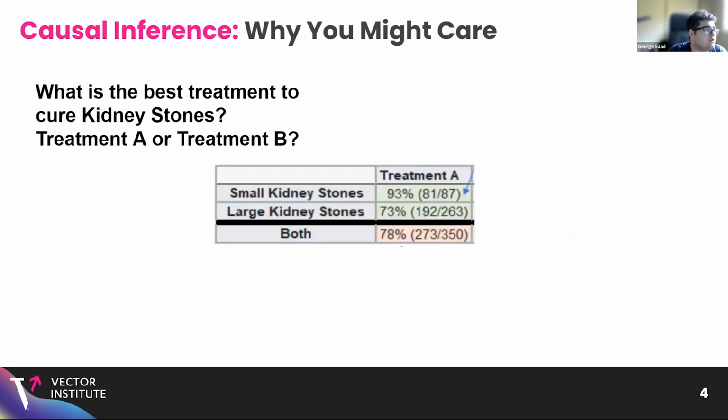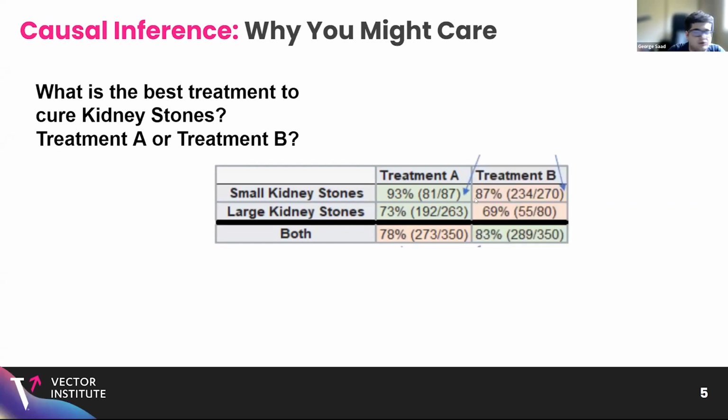So in order to better understand what question we're trying to solve, let's look at an example on kidney stones. From this example, we see that treatment A is an excellent treatment for small kidney stones, and not as good for large kidney stones, but it's still effective. Let's look at a different treatment, treatment B. It's also better at treating small kidney stones, but worse at treating larger kidney stones. But we see in both cases that it's worse than treatment A.